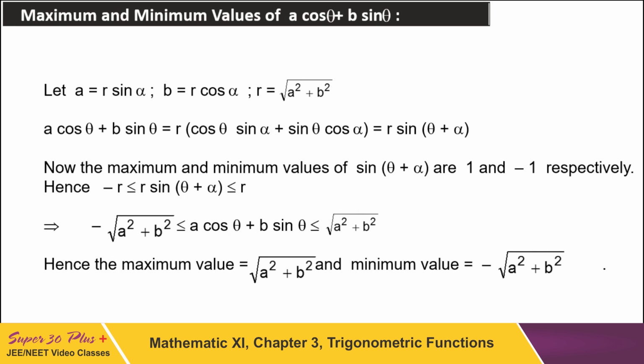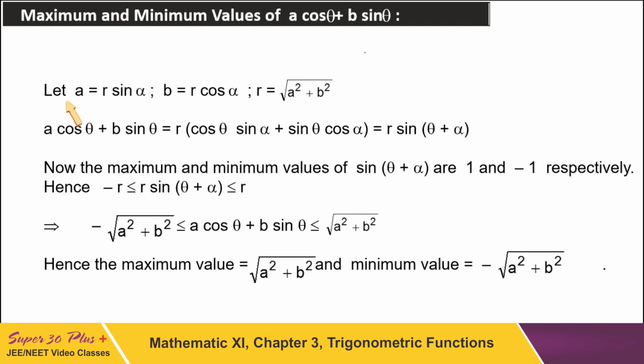Students, now we are going to study the maximum and minimum value of A cos theta plus B sin theta. As we have discussed in the previous article, sin theta lies between minus 1 and 1, and cos theta also lies between minus 1 and 1. This is the main fundamental aspect to find the maximum and minimum value of A sin theta plus B cos theta, or we can say A cos theta plus B sin theta.